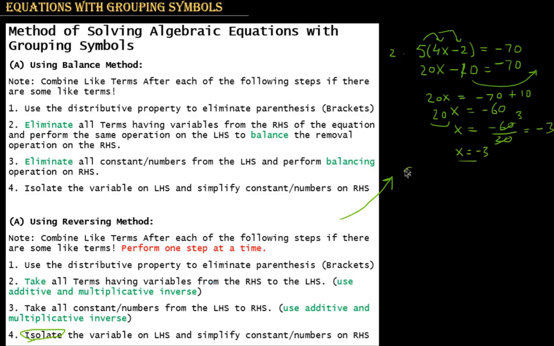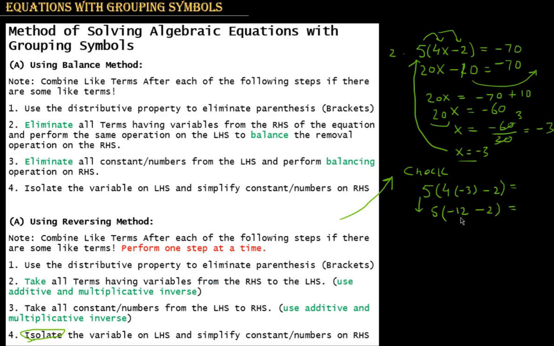So you can check it. You substitute this value into the original equation in the left hand side and solve it. So 5 multiplied by (4 into minus 3, minus 2), so the outer bracket closes here. You don't have to write equal, because you just solve this and it should become minus 70. So 4 multiplied by minus 3 is minus 12, and minus 2.